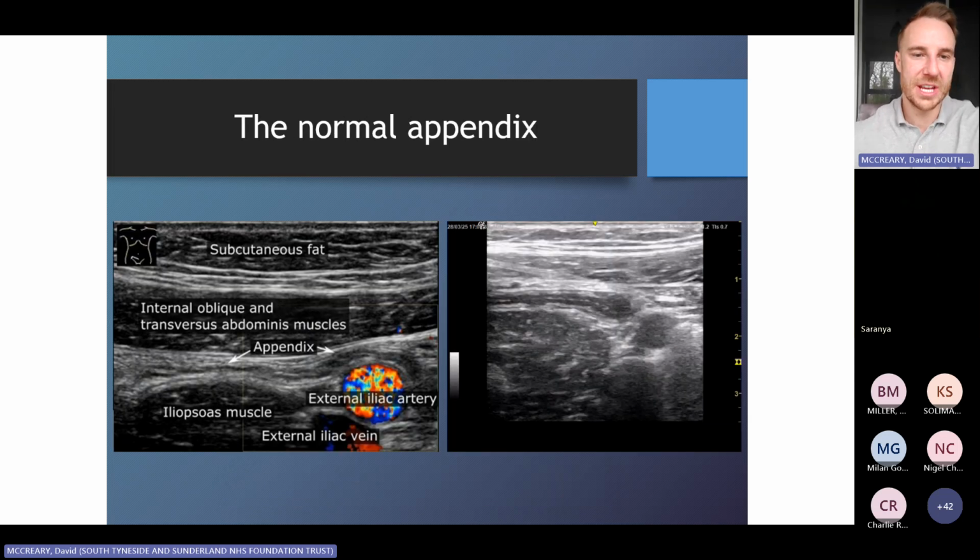Okay, so the normal appendix. We're coming through the abdominal wall from the subcutaneous fat and some fascia down to musculature, and we're looking for our vessels. If we're struggling to see them, we can put color flow on this region. You've got an adjacent muscle here, probably iliopsoas in this case, and we're looking for a blind ending loop of bowel that has some features consistent with bowel tissue. It has gut signature, which we're going to come on to in a second, but it doesn't peristalse.